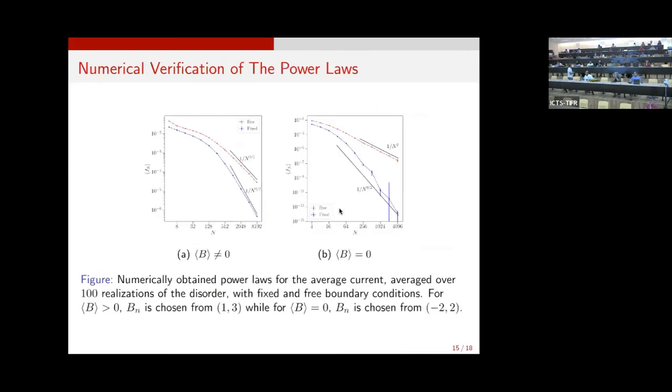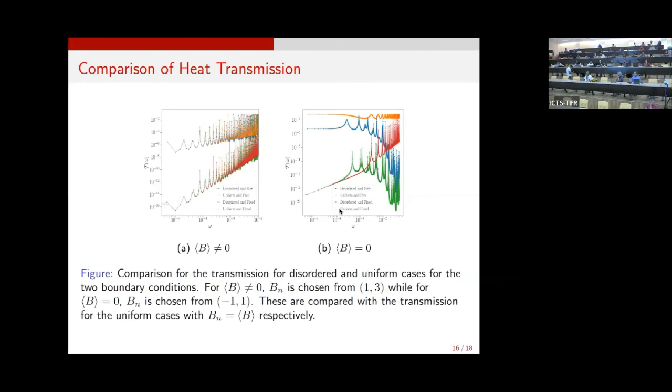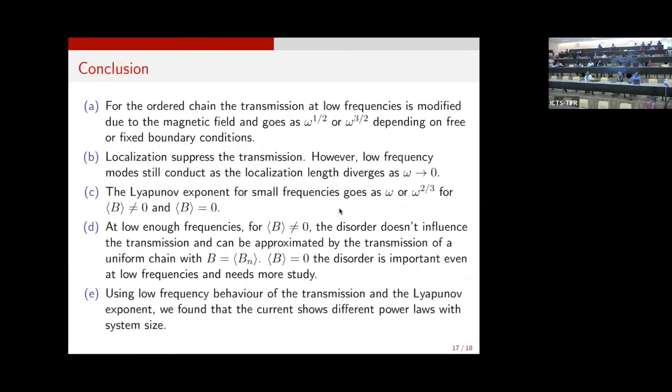And when you verify all these results, average b not equal to 0 turns out to be okay, but average b equal to 0 seems to have some problem. The problem basically was that our assumption that omega to the power a will just come from the ordered case is not as good as we thought. As you can see, the transmission at low frequencies is independent of whether it's ordered or disordered for b not equal to 0, but for b equal to 0 it is still sensitive to disorder at low frequencies.